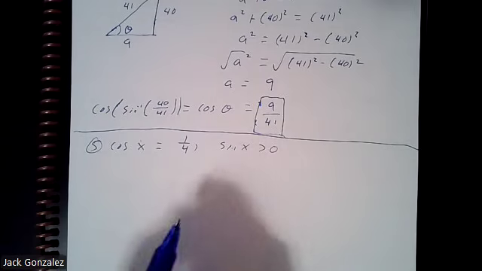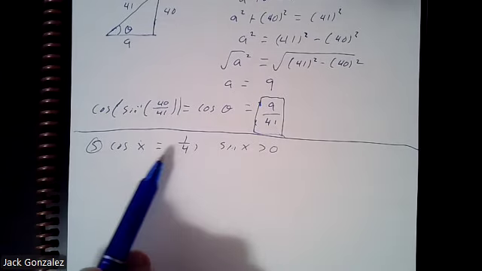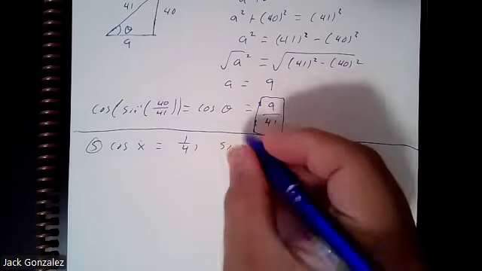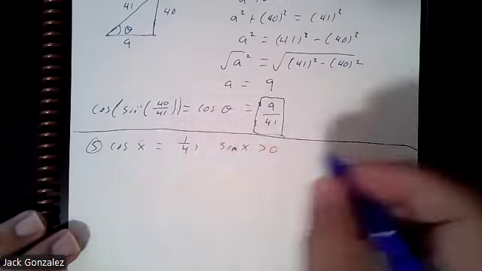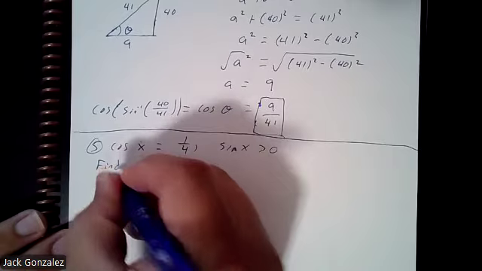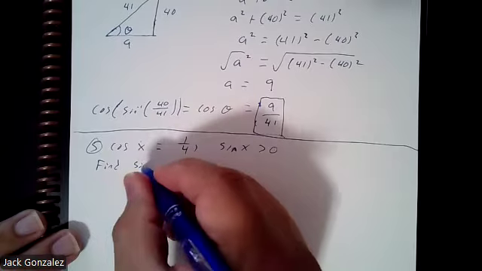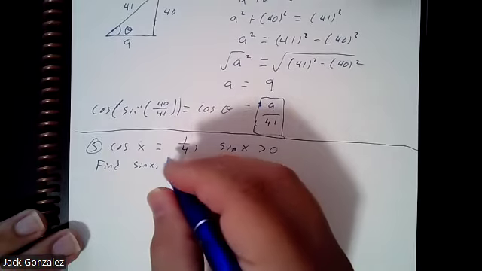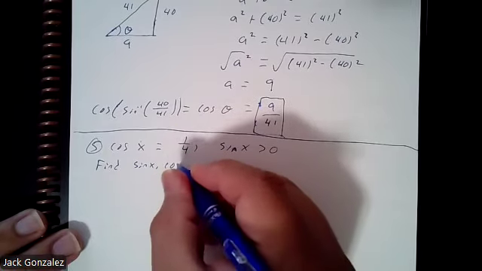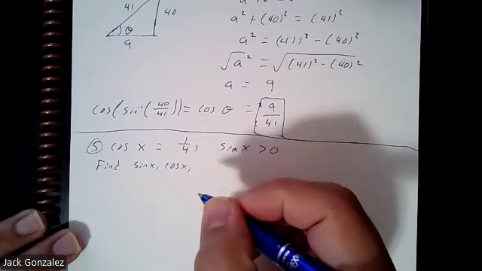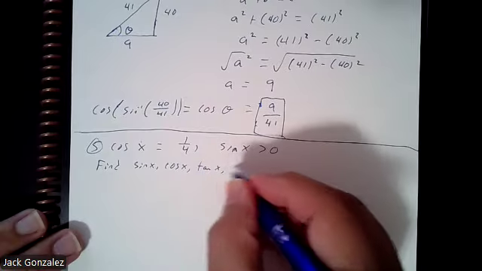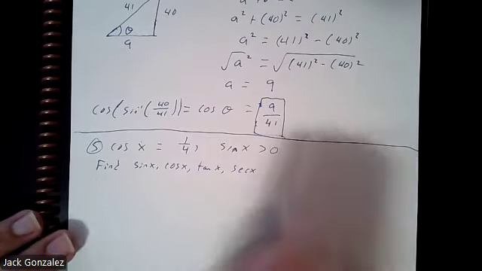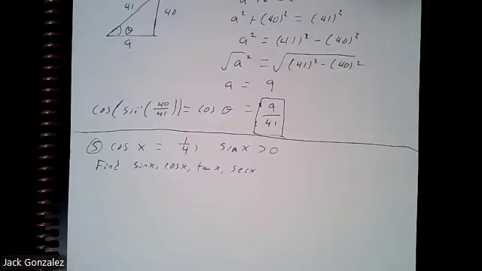Number 5 is about building your triangle using some information, right? And then answer the question. So they're going to say find sine, cosine, or just state them. And secant. We already have cosine, but whatever.